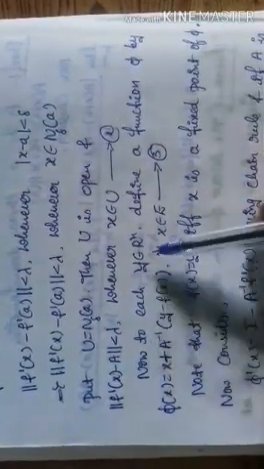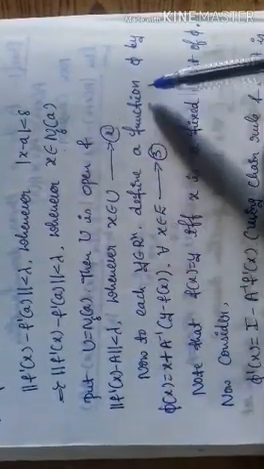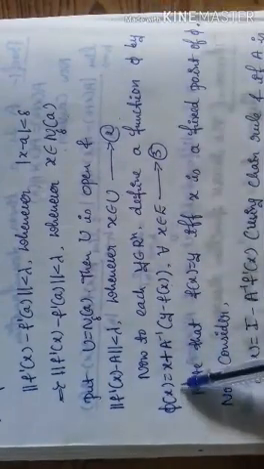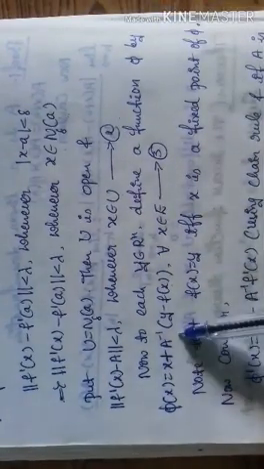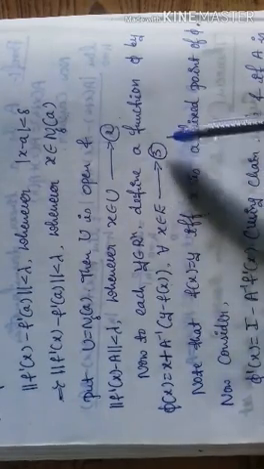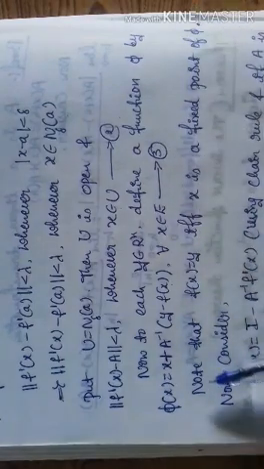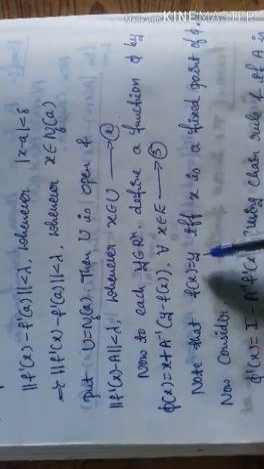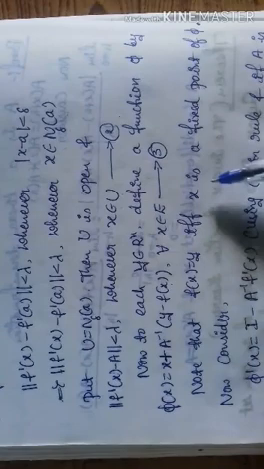Now, to each y belongs to Rn, define a function pi by pi of x is equal to x plus A inverse of y minus F of x for all x belongs to E. Call this as equation number 3. Note that F of x is equal to y if and only if x is a fixed point of pi.